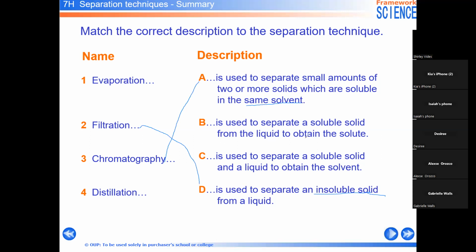And this is a question on your test, by the way, so better pay attention. Evaporation. Do we care about the liquid in this one? No, we only care about the solid. So obtain the solute. See, that was the word. Remember the solute. So that's that one. And by default, this one has to be distillation, right? Because we want the solvent. Okay, so there you go. That's your matching. All right, let's clear that.